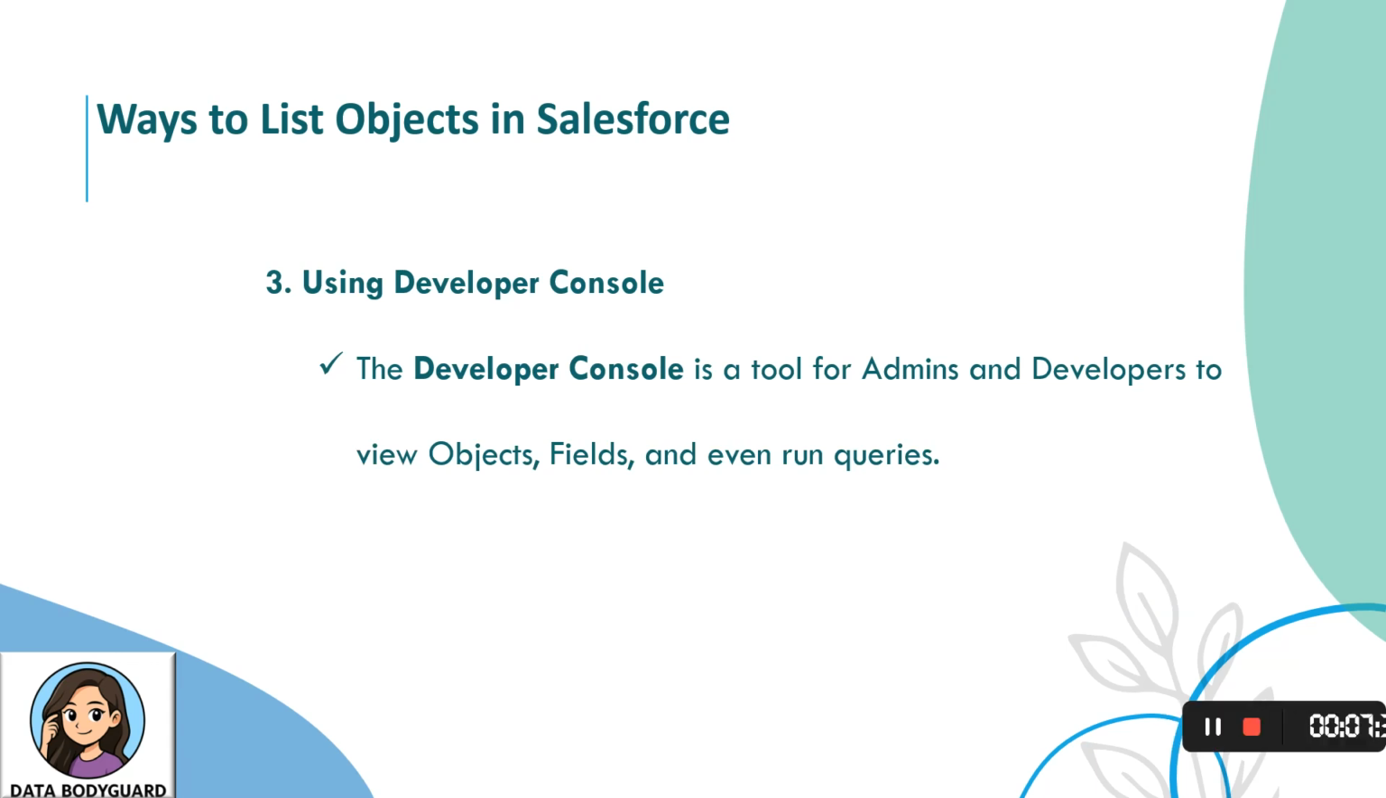Next we will see the developer console. First we'll try to understand what this developer console is. It's a tool for the admins or the developers to view the object fields and even run queries. And also we can develop our own custom logic. So for that only we are using this developer console. It's a kind of coding tool we can say.